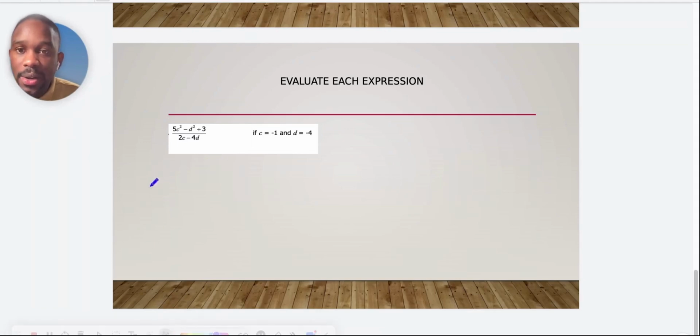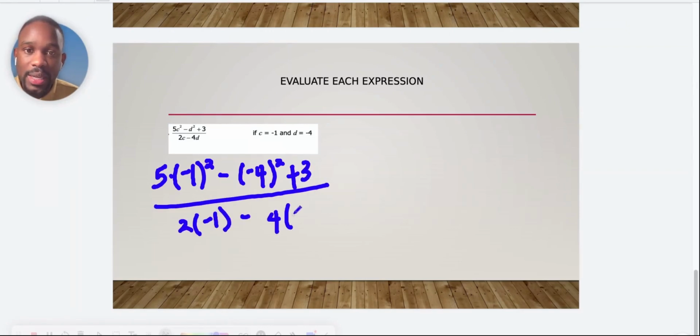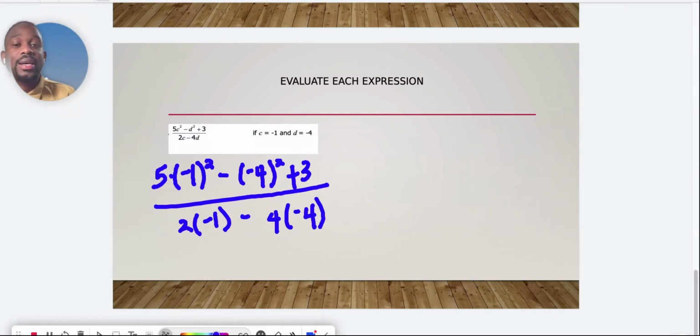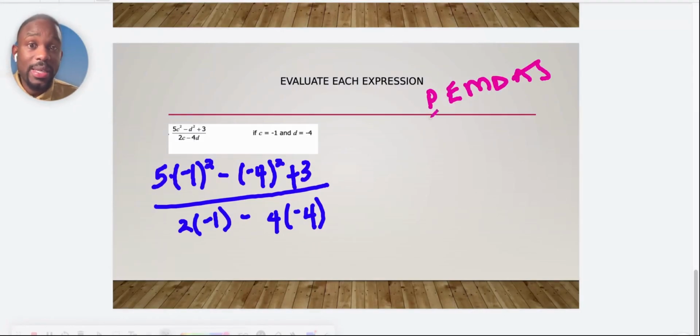Let me use blue. All right, I'll rewrite my expression as 5, right? But in the place of C, they want me to substitute with a -1. So I'll say 5 times -1 squared minus -4 exponent 2 plus 3 all over 2 times -1 minus 4, D is -4. So now that's our expression. And we need to find out what are we going to deal with first. So I'll go to my PEMDAS right here. It's telling you deal with your parentheses. Let's deal with our parentheses first.